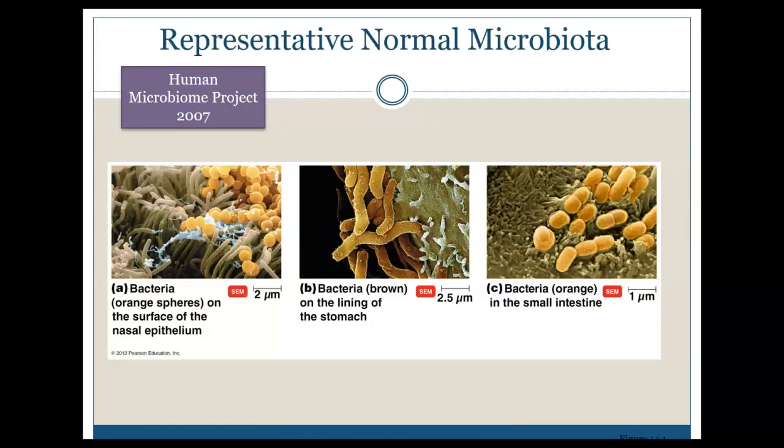So again, just a picture here of some of the normal flora that we might see. And so there's a picture of some tissues in the nose, in the stomach, and in the small intestine, so different types of bacteria that live there.